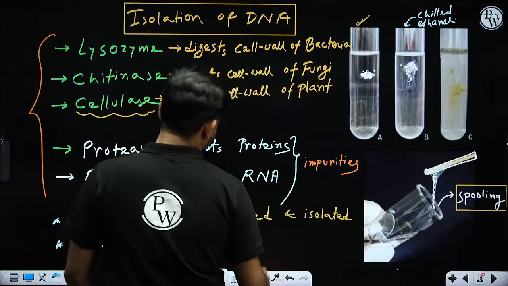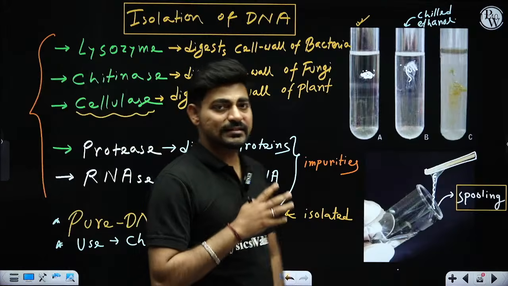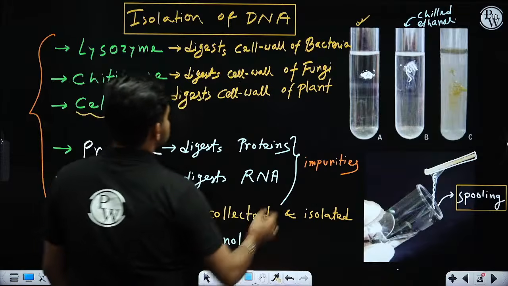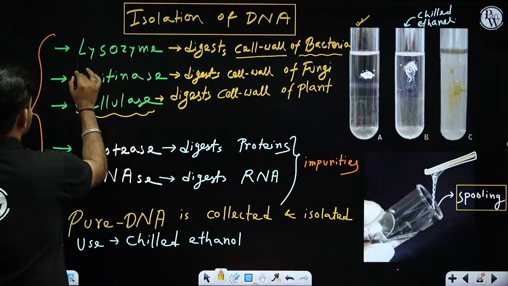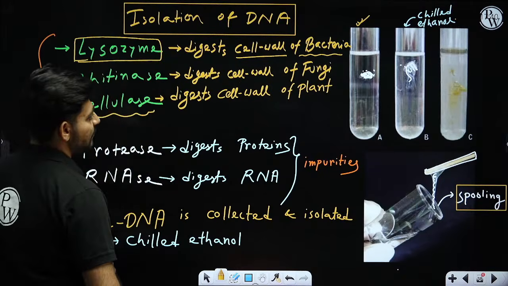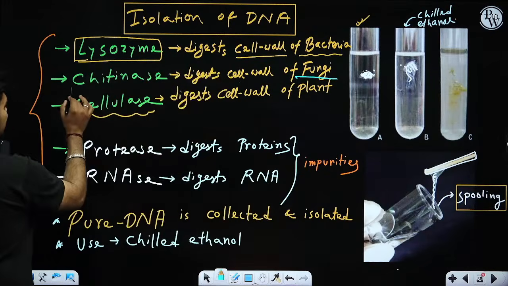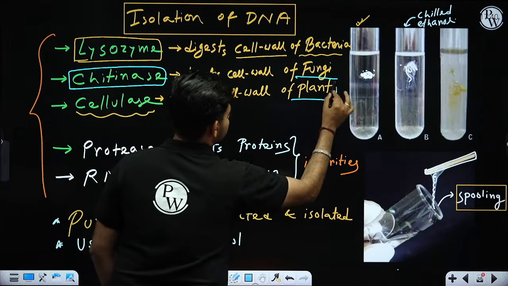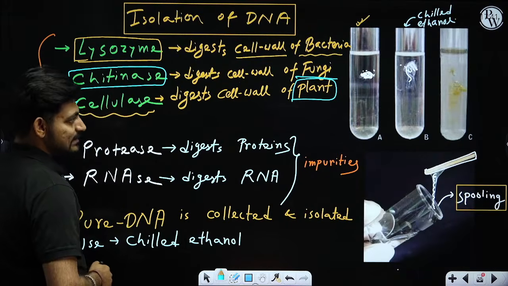Okay, now first you have to digest the cell wall and cell membrane. Now if it's bacteria, how to digest the cell wall? You have to use lysozyme enzyme to digest the cell wall of bacteria. If it's fungal cell wall, you can digest it by utilizing chitinase enzyme. If it's plant cell wall, you can digest it by utilizing cellulase enzyme.